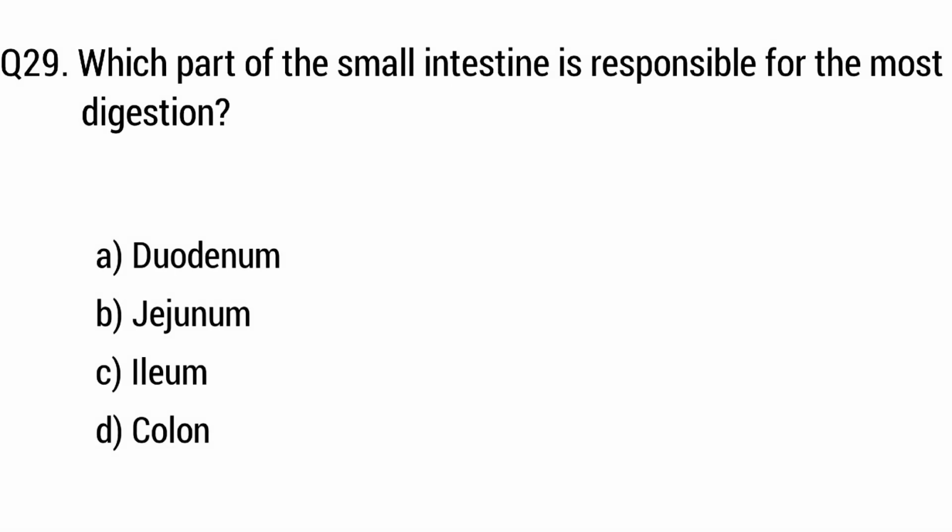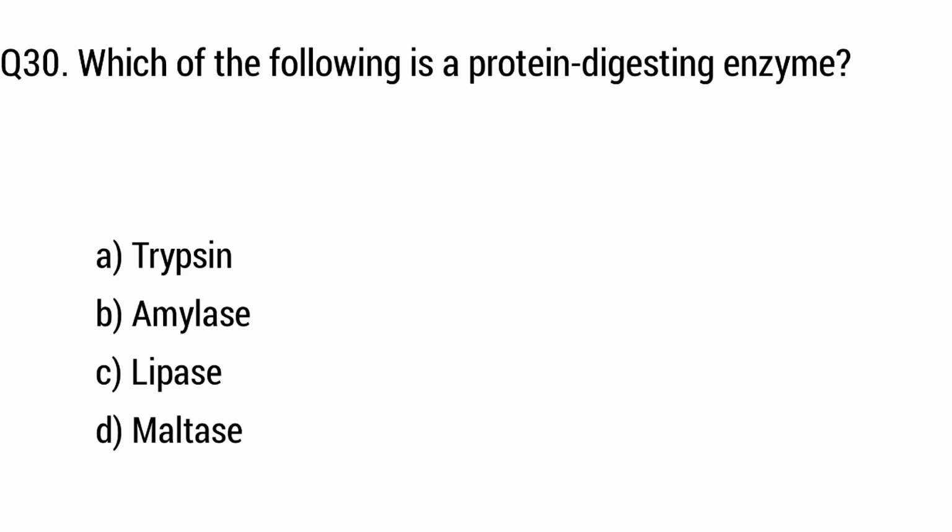Question 29. Which part of the small intestine is responsible for the most digestion? The right answer is option A duodenum. Question 30. Which of the following is a protein digesting enzyme? Option A trypsin, B amylase, C lipase, D maltase. But the right answer is option A trypsin.